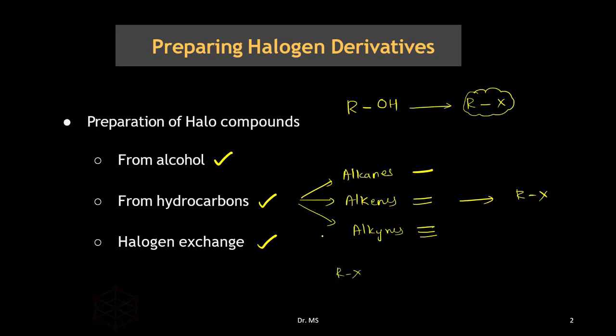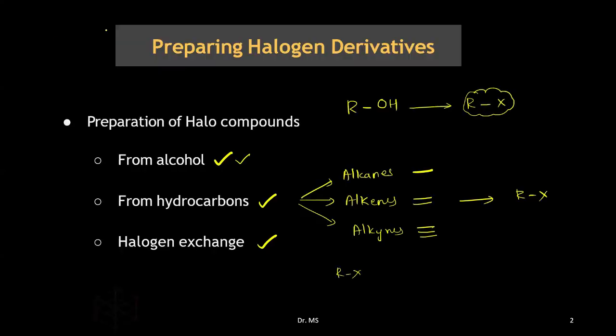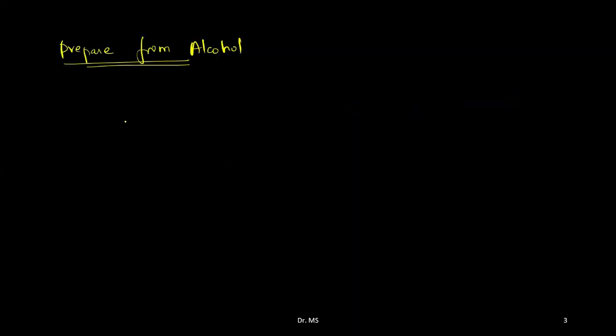RX. So today we'll focus on how we prepare from alcohols. Is that okay? Next class we'll see hydrocarbons and halogen exchange. So let's see how we prepare from alcohols. What are we preparing here? Halo compounds. What are halo compounds? That is nothing but alkyl halides or aryl halides. So we are preparing alkyl halides or aryl halides.